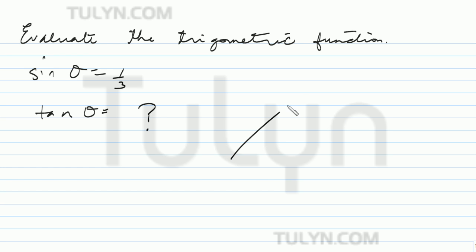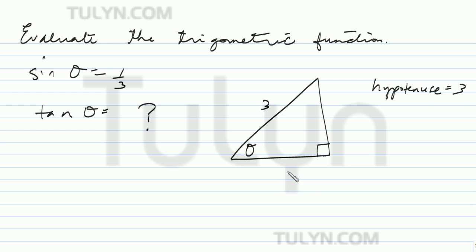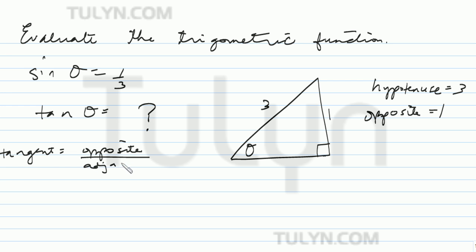We're given a triangle, that's a right triangle, and you're given your hypotenuse, which is 3, so hypotenuse equals 3. And that's opposite your right angle, and you're given your opposite, which is 1. We've got to find tangent, which means opposite over adjacent. So tan of theta equals opposite over adjacent, right? So opposite is 1, and adjacent we don't know what it is, so let's find adjacent, let it equal x.